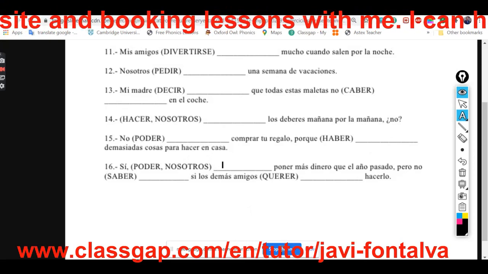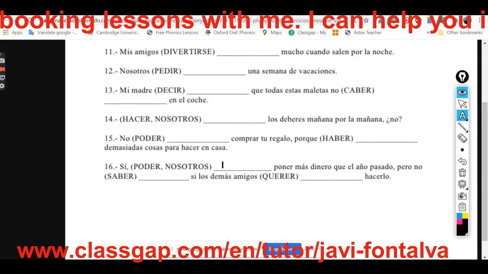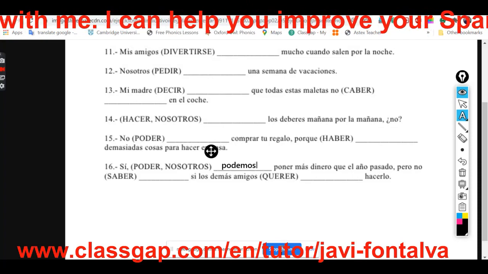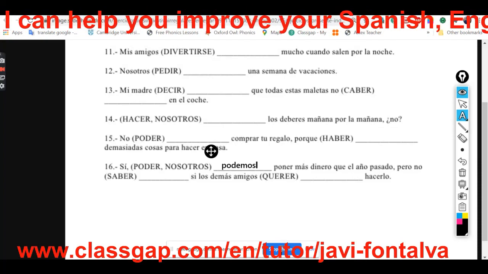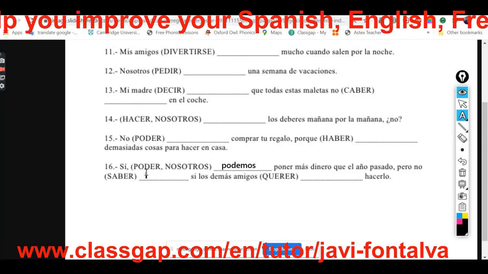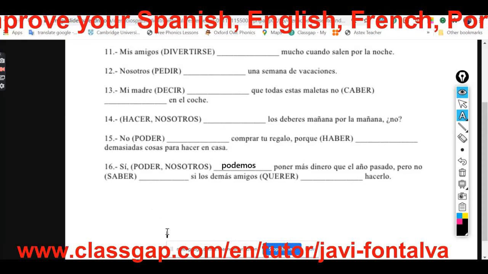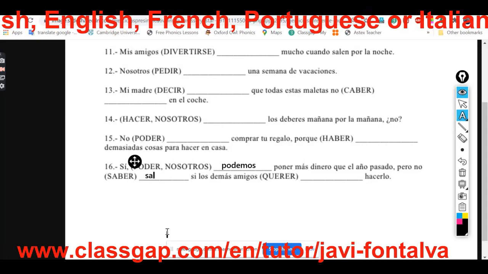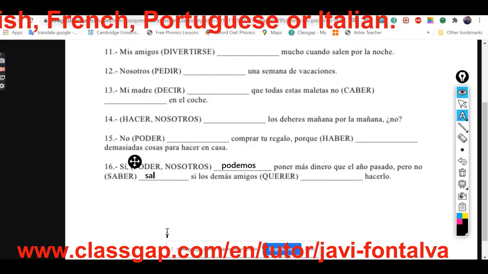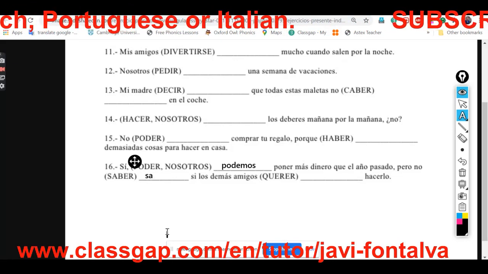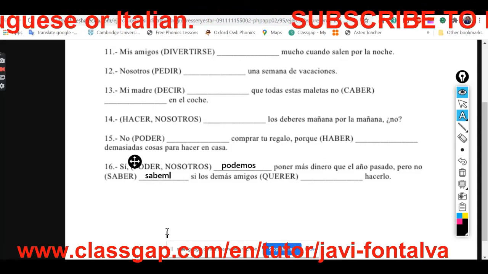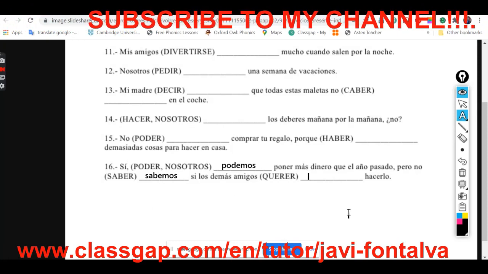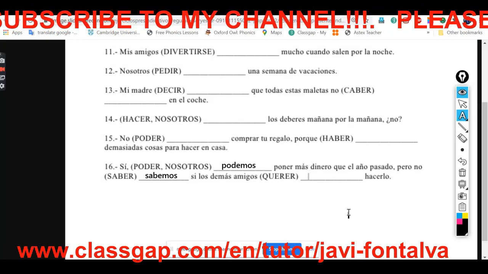Hacemos, no, poder. Podemos. Podemos poner más dinero que el año pasado, pero no sabemos... Okay, we still talk about we, okay? ¿Sabe? ¿Sabes? Sabemos. Sabemos si y los demás amigos.